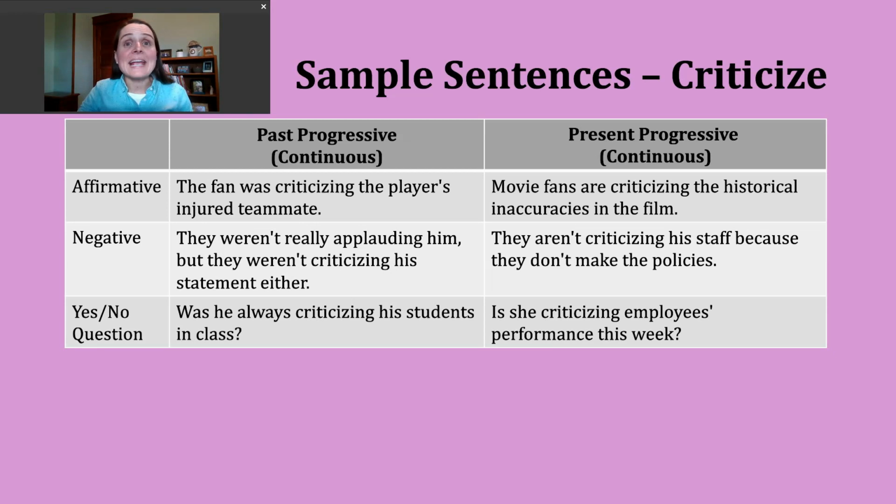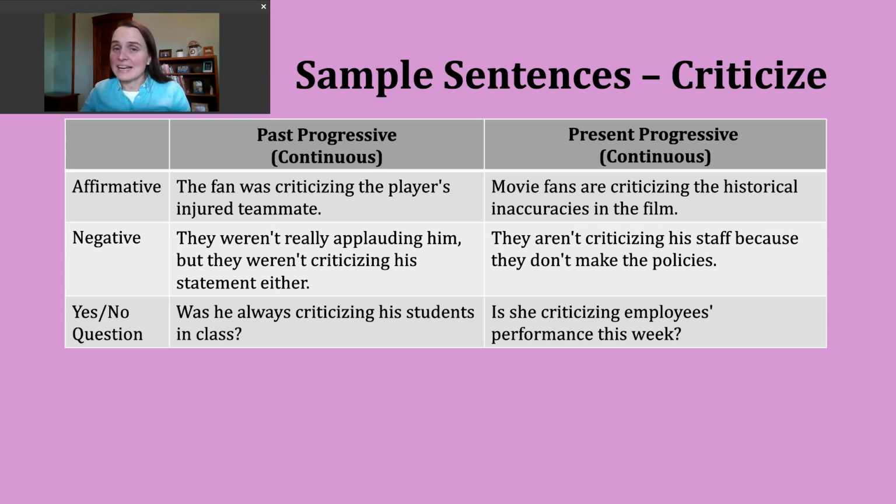Now, if you want to make a negative past progressive sentence, again, we start with our subject. We use was or were, whichever form matches that subject. But then we use not before the ing form of the verb. Okay? Now, you might hear the contractions wasn't for was not or weren't for were not used. It's actually here in my example sentence. They weren't really applauding him, but they weren't criticizing his statement either.